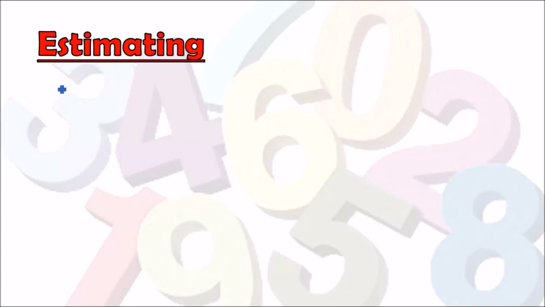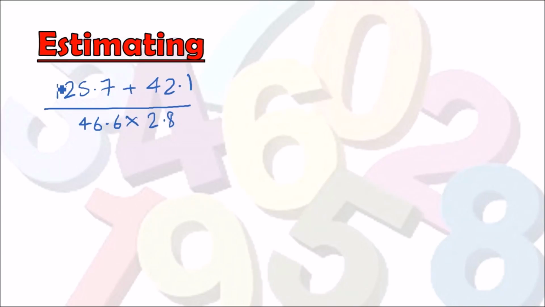So suppose we are asked to estimate the following: 125.7 plus 42.1 over 46.6 times 2.8. Okay, if you're going to solve this example, of course you'd like to use a calculator. But thank God there's something known as estimating, where we can use a curly equal sign and then you round these using significant figures or decimal places.